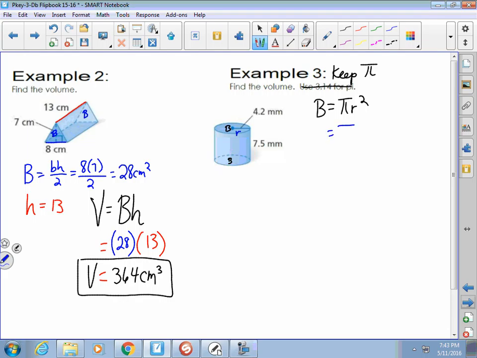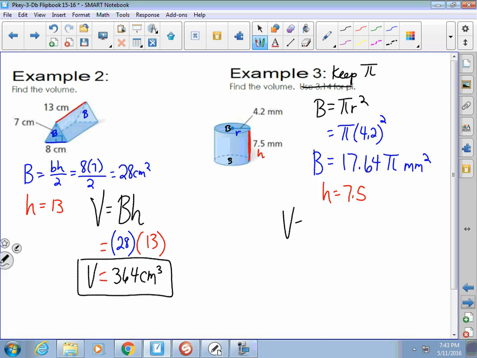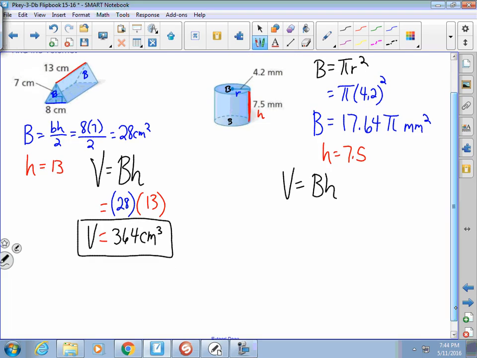So, we're just going to plug it in. Pi times 4.2 squared. And we're going to get a decimal answer. We're going to go ahead and square that 4.2, and we're going to keep pi in our answer. So the area of the base is 17.64 pi, and then our units, millimeters squared. Alright, the next thing I need to do is just find the height of our cylinder. That's the distance between the bases. So our height is, yes, absolutely, 7.5.